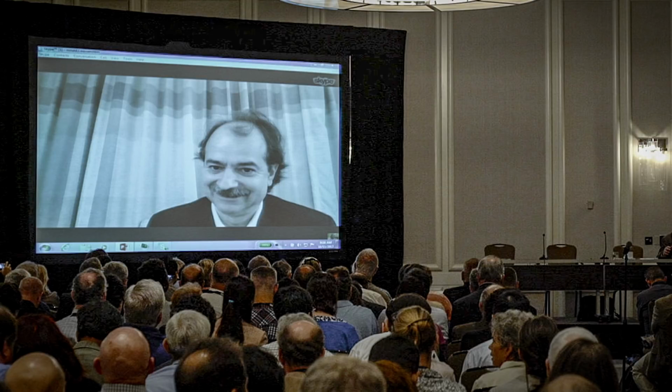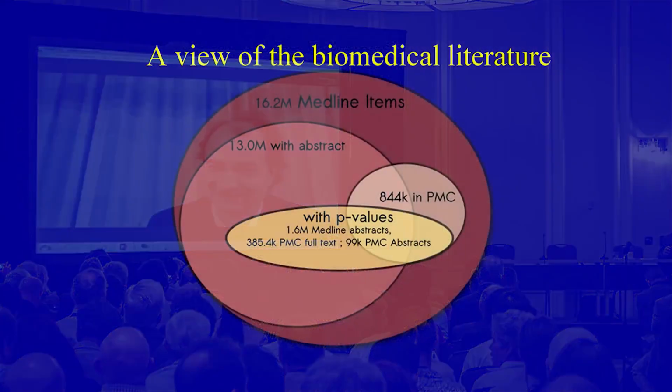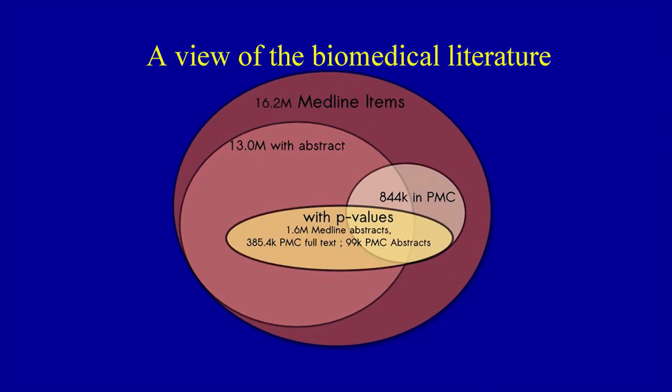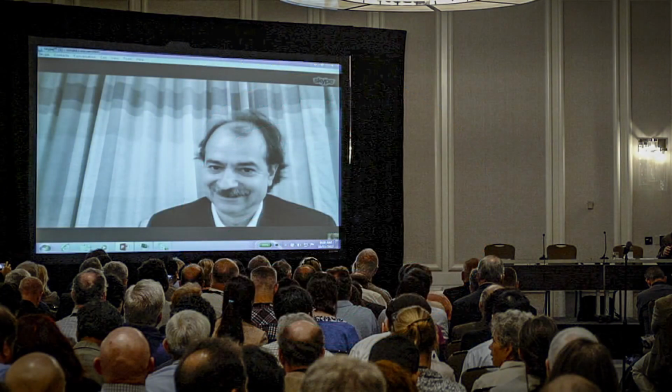Along with David Chevalier and other colleagues at Stanford, we tried to take a broad view of the entire biomedical literature, try to see how many articles are using p-values and what kind of p-values are circulating out there. So this is an analysis using text mining of all items in Medline and PubMed from 1990 to 2015. This is about 16 million items, 13 million of them have an abstract, and within these abstracts, 1.6 million of them have also p-values. We also look at 844,000 papers in full text in PubMed Central. Of those, about half have an abstract, and again, many of those have p-values in their abstracts.